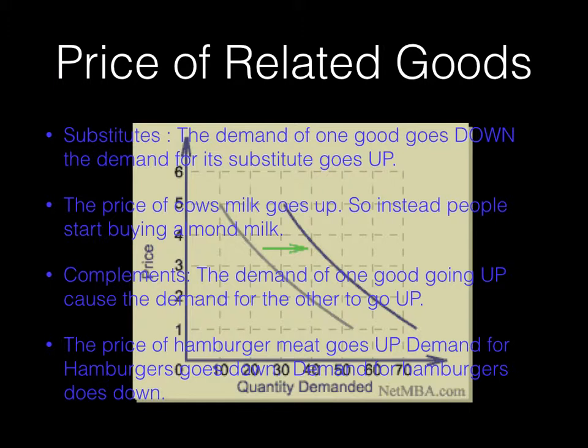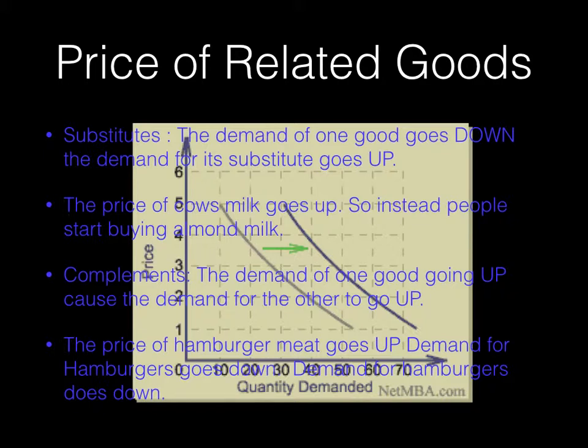Complements are the opposite. So if the demand for one good is going up, it's going to cause the demand for the other to go up. They're complementary to each other. For example, people love to talk about hamburgers and hamburger buns, right? So if hamburgers suddenly became very expensive and people stopped buying hamburgers, they're also going to stop buying the hamburger buns, right? So the demand for hamburgers went down and the demand for the hamburger buns went down. You have to get them, they go together. Hot dogs and hot dog buns, that sort of thing.